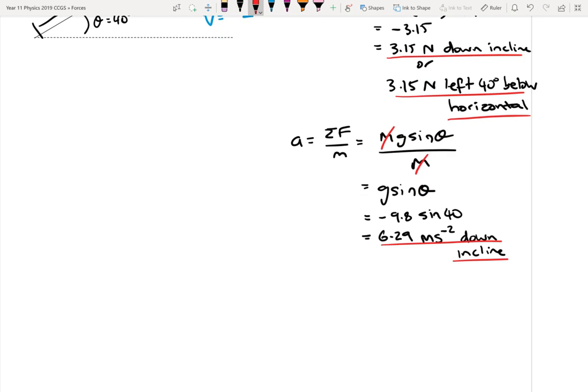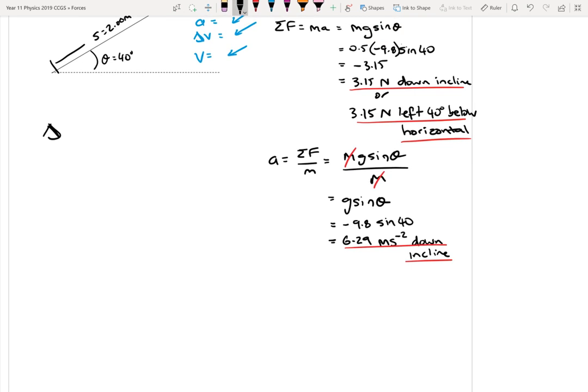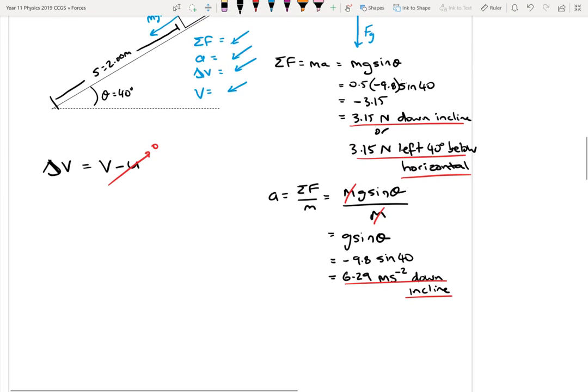Now, delta V is V take U. So, really, since U equals 0, delta V is simply going to be V. So we're back to our accelerated motion equations. We don't know the time, but we've got a, we've got u, we've got s, and we want v. Do we have an equation that we could solve for?